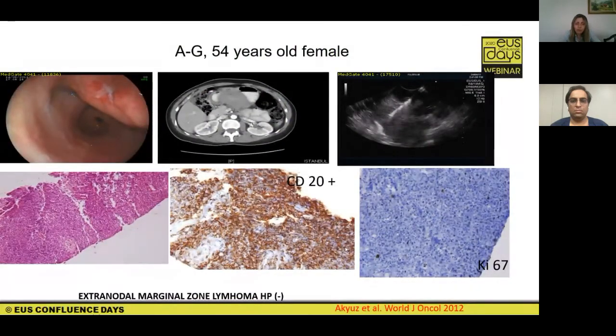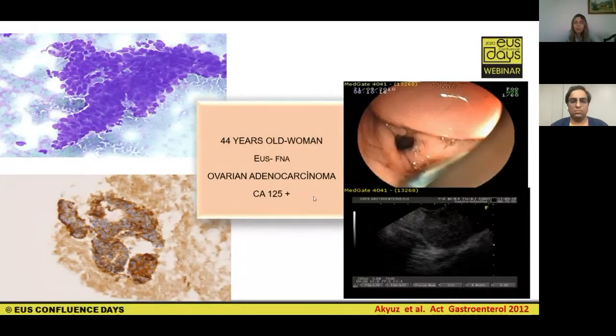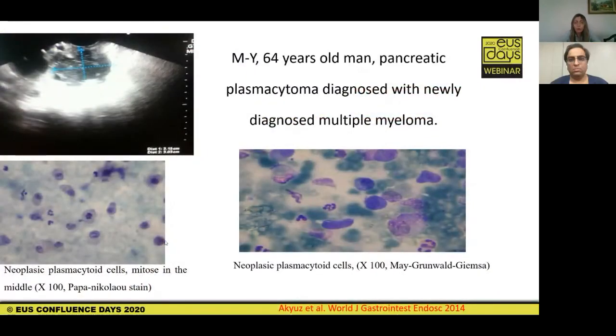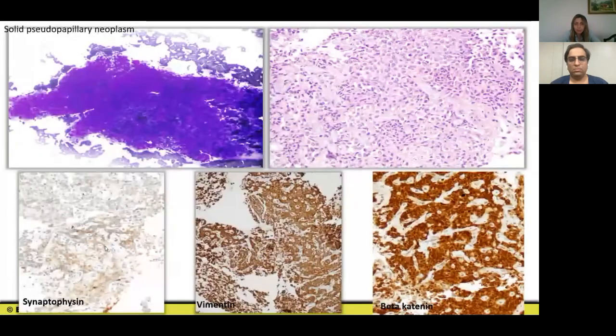And in this rare case, extranodal marginal zone lymphoma was diagnosed with only a 20 gauge needle by liquid-based cytology and cell block immunohistochemistry positivity. And here, gastric metastasis of ovarian adenocarcinoma was diagnosed, again, by liquid-based cytology with positive immunohistochemistry. On the other hand, plasmacytoma was diagnosed by just conventional smear in this case. And solid pseudopapillary neoplasm was diagnosed by liquid-based cytology in this case.